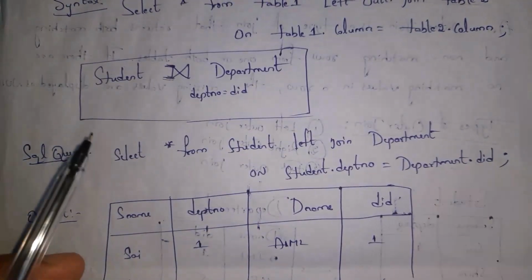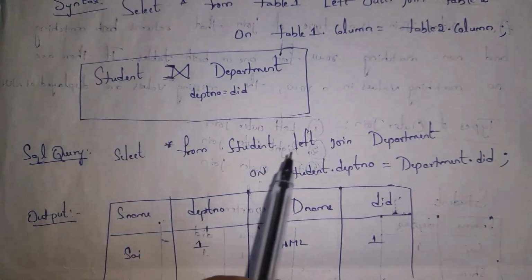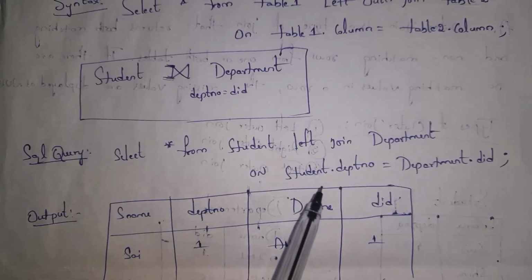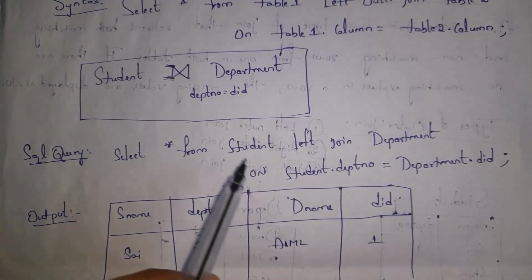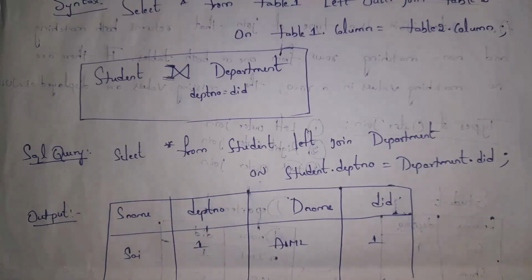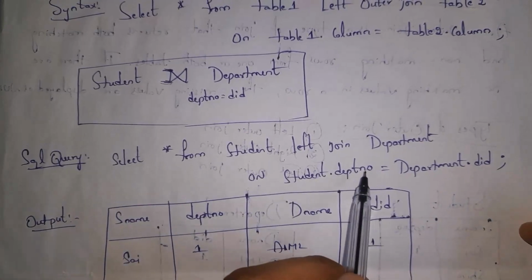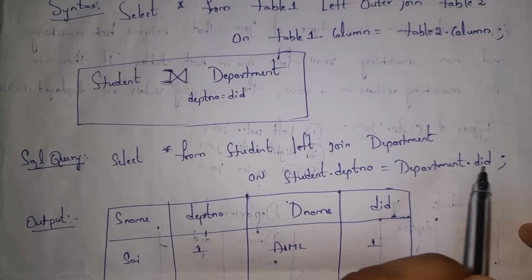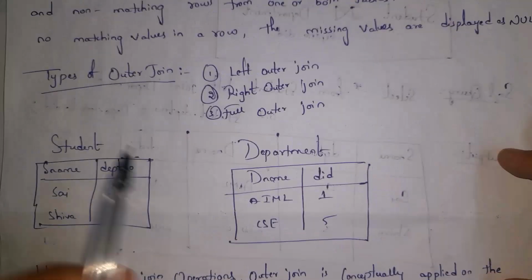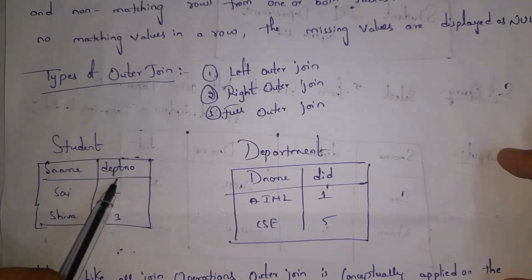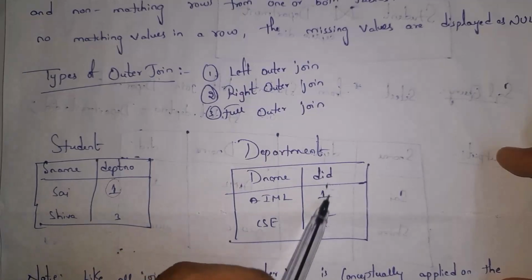This syntax, select star from student table, left join department. This is nothing but left outer join operation on student and department table on condition, that is in student table, if department number column is equal to in department table DID column, then I want to generate output. So in student table department number is 1 and department table DID is 1. So here there is match.